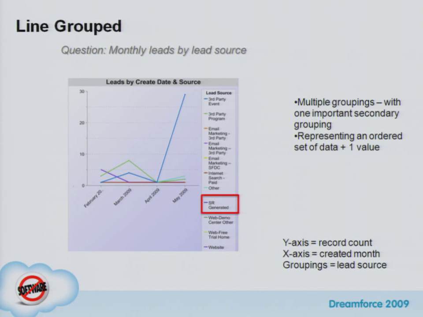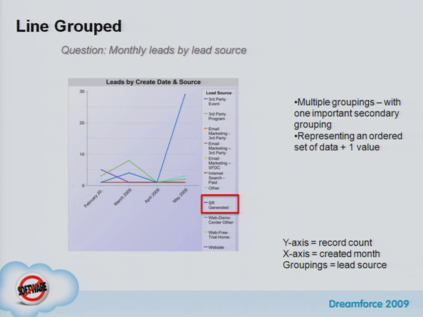All right, let's move into our line graphs. So a line grouped. The question here is, what are my monthly leads by source? A line grouped, multiple groupings, and the key here is with one important secondary grouping, representing an ordered set of data plus one value.